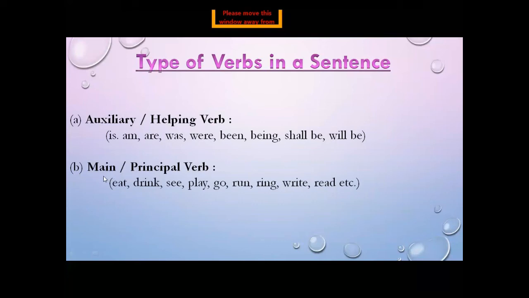There is no sentence without a main verb. In every sentence, there is a verb. The flower is beautiful. So it means the main verb is "is." Sometimes is can be used as a main verb. Here the examples are eat, drink, see, play, go, run, ring, write, read. They are all examples of main verb. Just like she drinks coffee, I see a movie, they play cricket, we go to school, they run fast, the bell rings, they write a letter, I read a book. They are all examples of main verb. And remember, there is no sentence without a main verb.